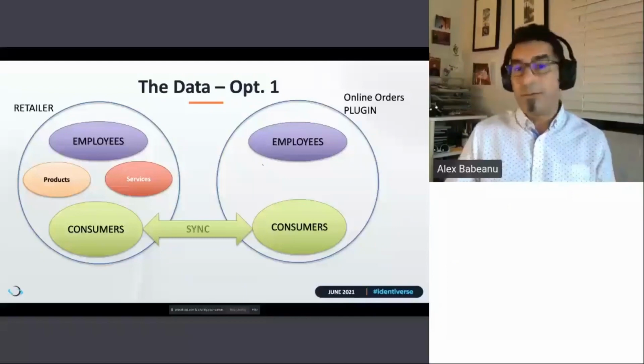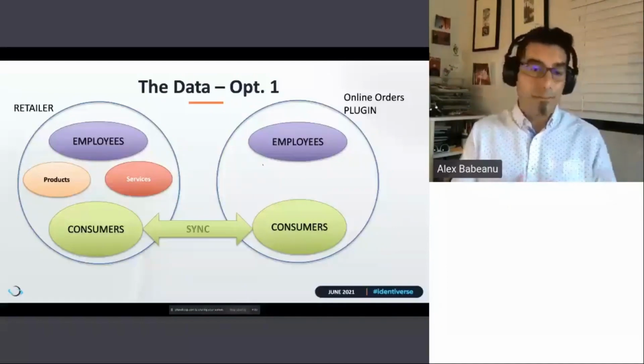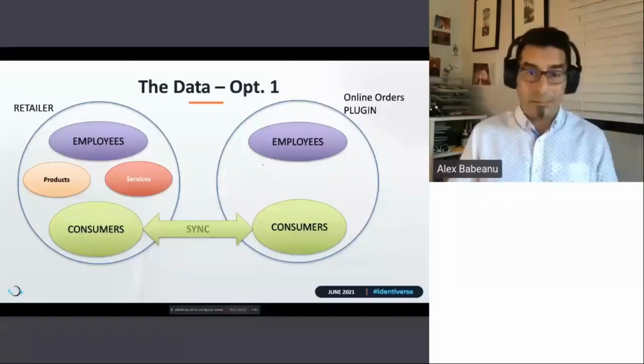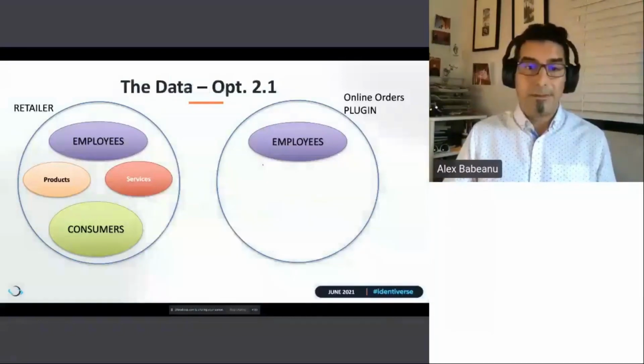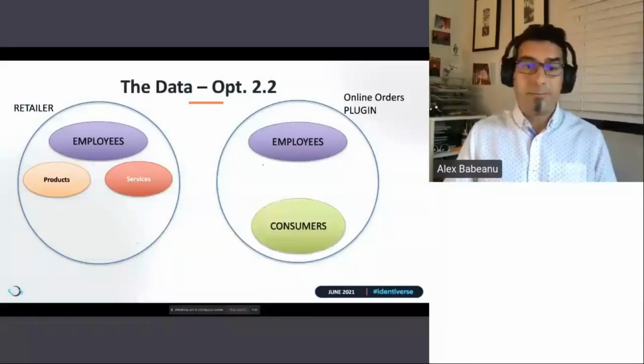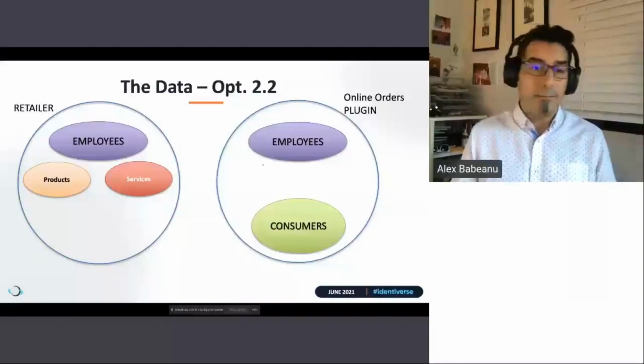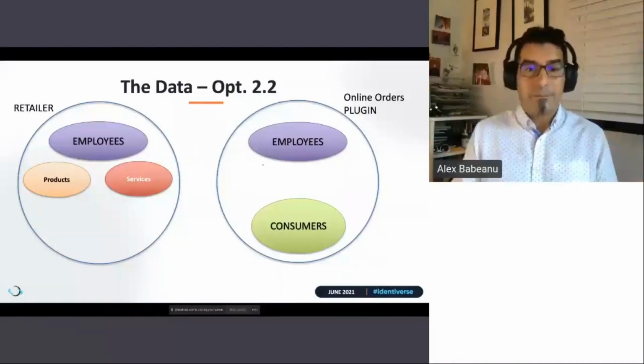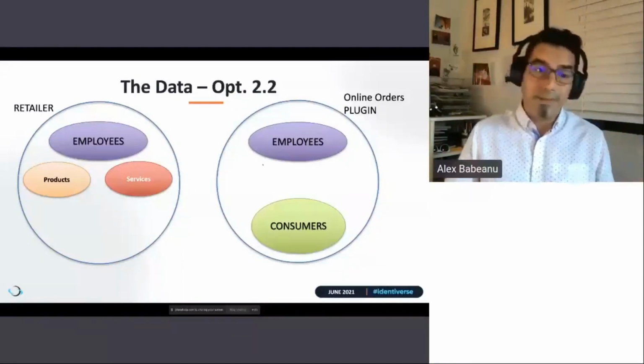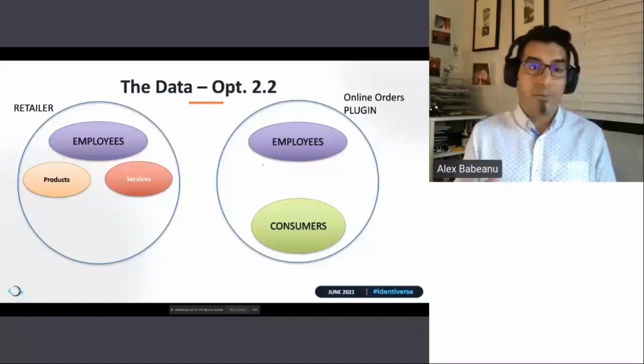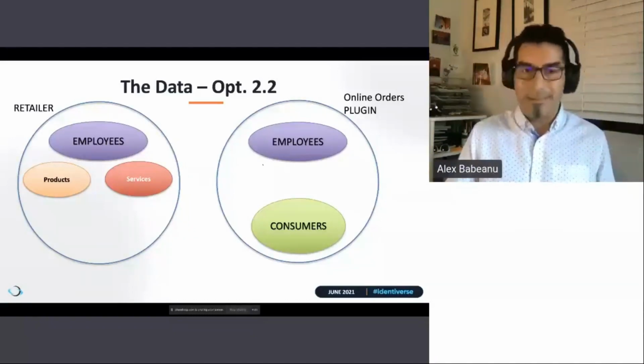There's various options for that. One is to synchronize the data across all those businesses. Another is to share it from one business or from the other. But in either way, all those consumers need to be shared, as well as actually the product and services, or at least those that pertain to the plugin. That's where it gets complicated.